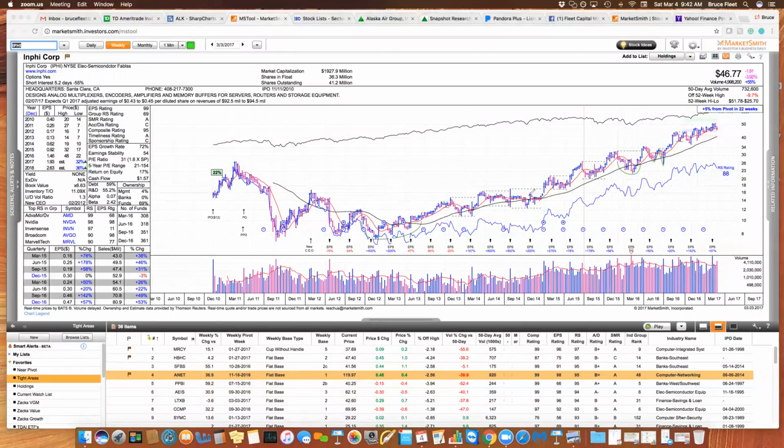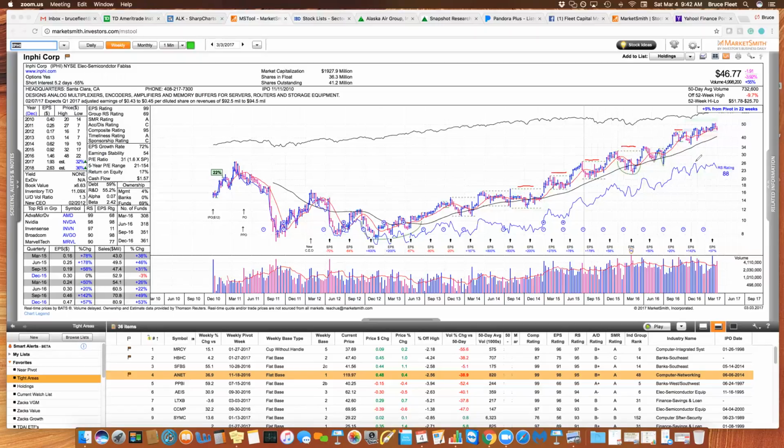I like this. Each base, this is called base on base. There's a base that's higher, there's a base that's higher, there's a base that's higher. So each time it bases, the stock goes up. Okay, there's something I really like. And I haven't even started looking at all the fundamentals and technicals yet, but that's something I like.